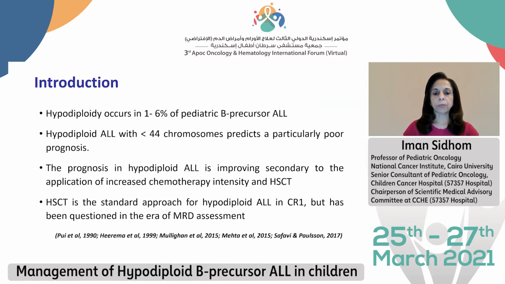Hypodiploidy occurs in 1 to 6% of pediatric B precursor ALL. ALL with less than 44 chromosomes have particularly a poor prognosis. However, its prognosis is improving due to the application of increased chemotherapy intensity and hematopoietic stem cell transplantation, which is the standard approach for hypodiploid ALL in first complete remission. However, the transplantation has been questioned in the era of minimal residual disease assessment.